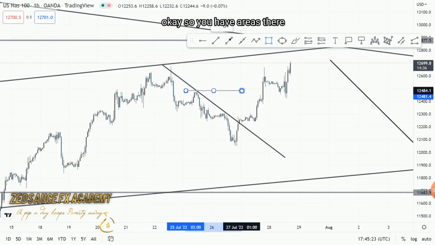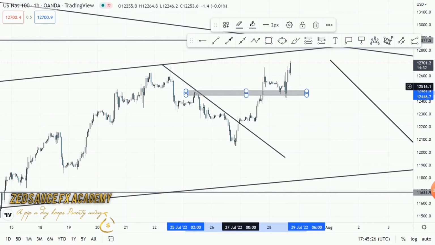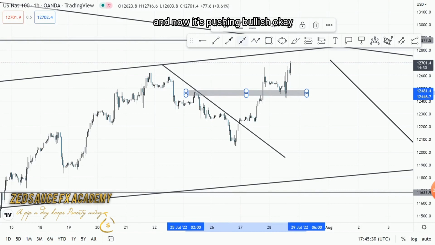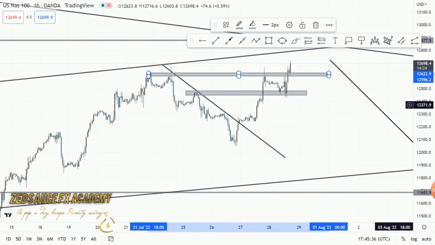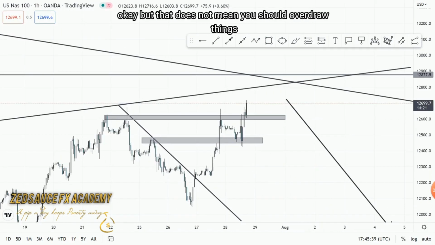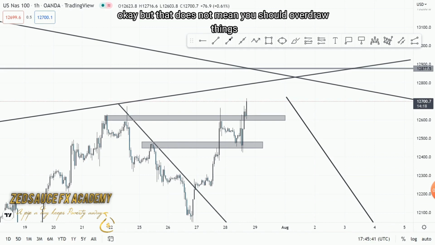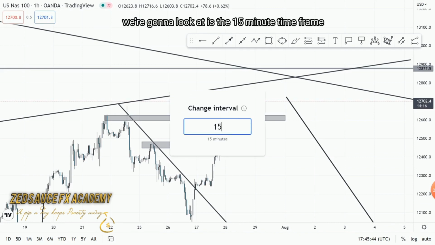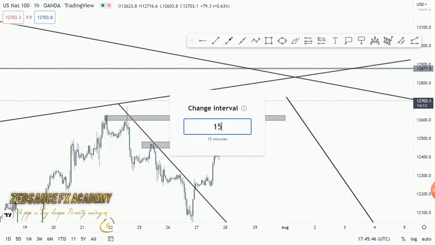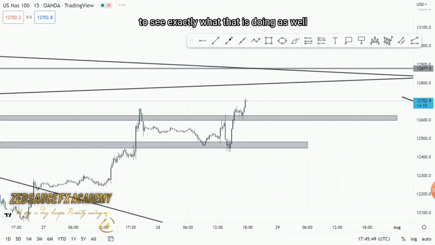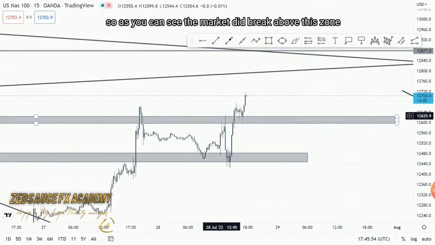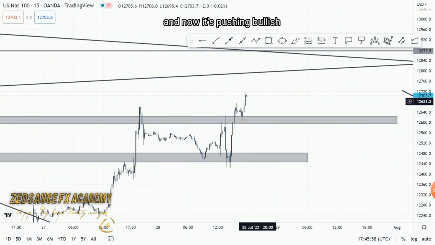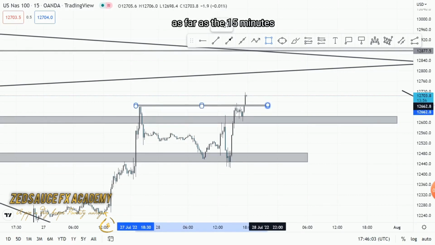Okay, so you have areas there that the market came to retest, and now it's pushing bullish. Okay, you always have to create a story when you are going towards your time frame of entry. Okay, but that does not mean you should overdraw things. So now the last time frame we're going to look at is the 15-minute time frame to see exactly what that is doing as well. So as you can see, the market did break above this zone, retested it, and now it's pushing bullish. We have these other zones here as far as the 15-minute.